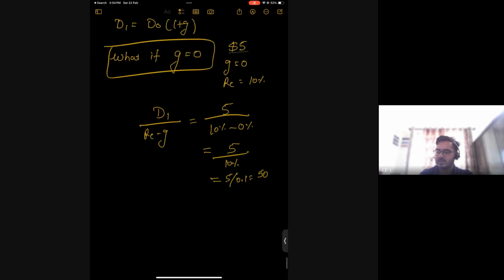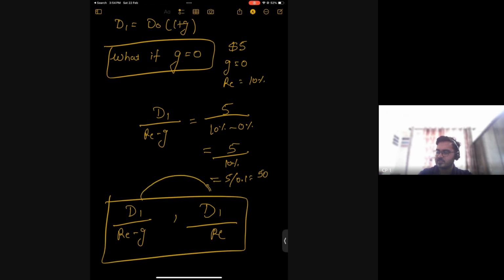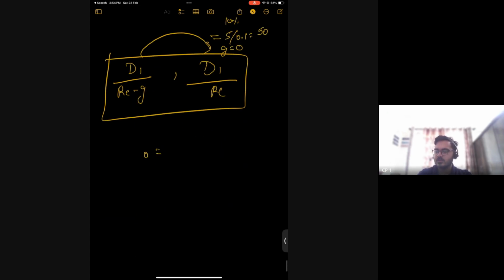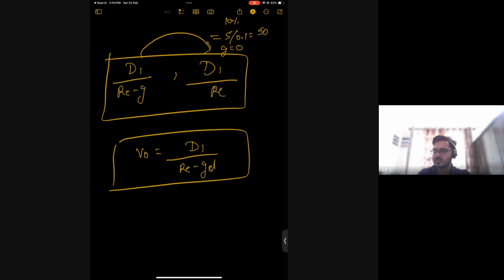So the two formulas are D1 by RE minus G. If G is equal to 0, it is D1 by RE. So this is a special situation when G is equal to 0. But all you need to remember is V0 is equal to D1 by RE minus growth of equity, or growth of dividend, as the name may be called. So just note this down, and this will more or less cover whatever we wanted to cover today. We're kind of short of time. Wanted to cover a little more things, but not sure if we'll be able to do that.